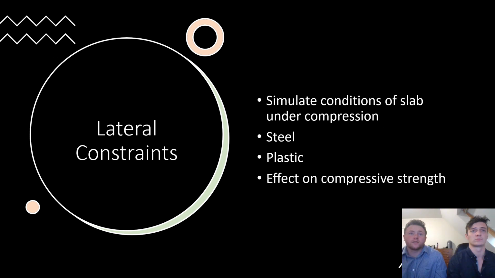The alternative testing method trialled was the use of a plastic or steel mold encasing the concrete. A residential concrete slab under compression would experience constraining lateral effects from neighboring concrete particles, thus simulating this lateral effect a concrete slab would experience. It is also anticipated that the use of these lateral constraints would increase the compressive strength results achieved.